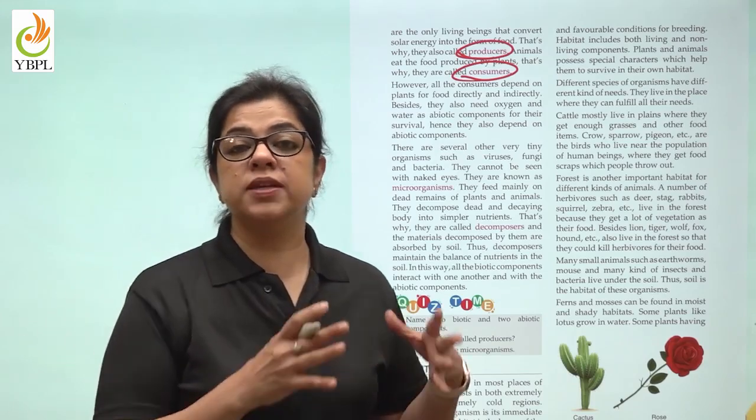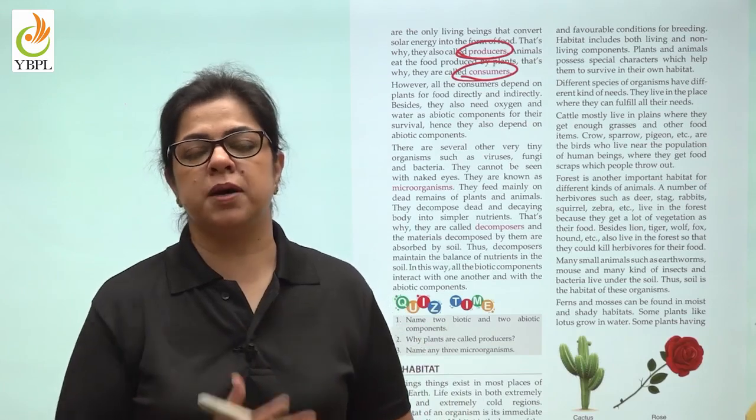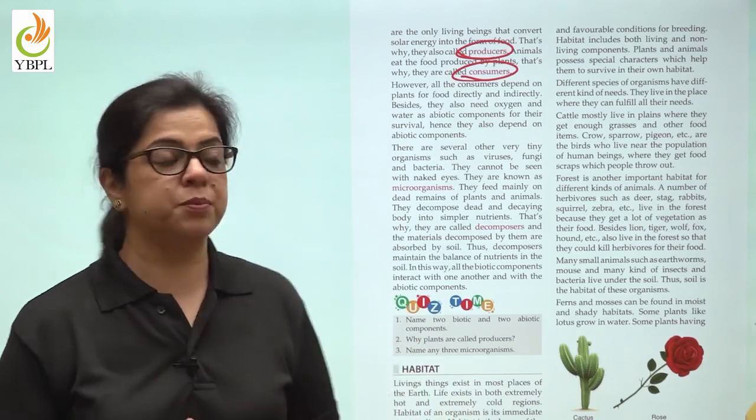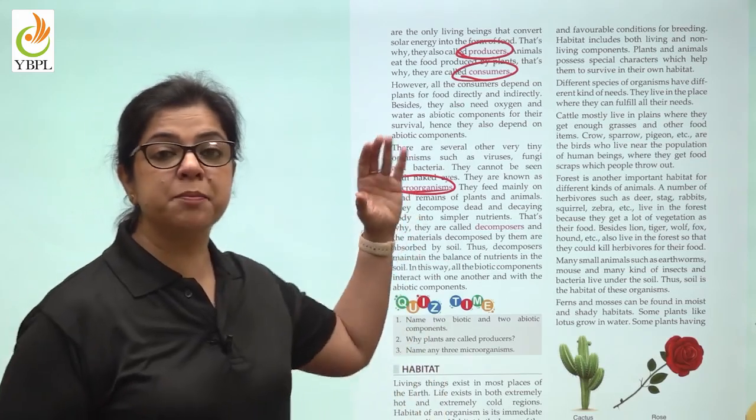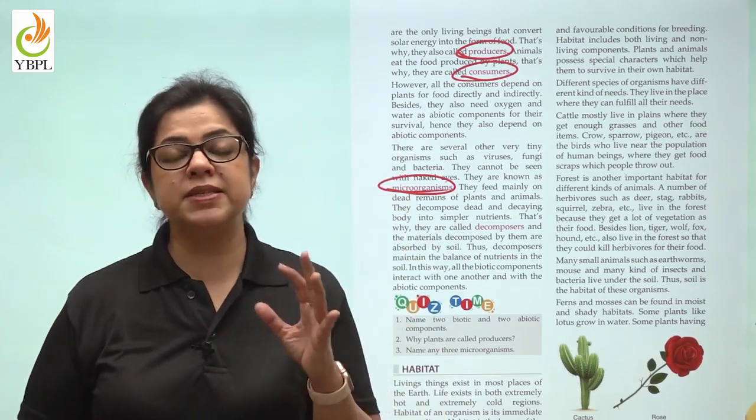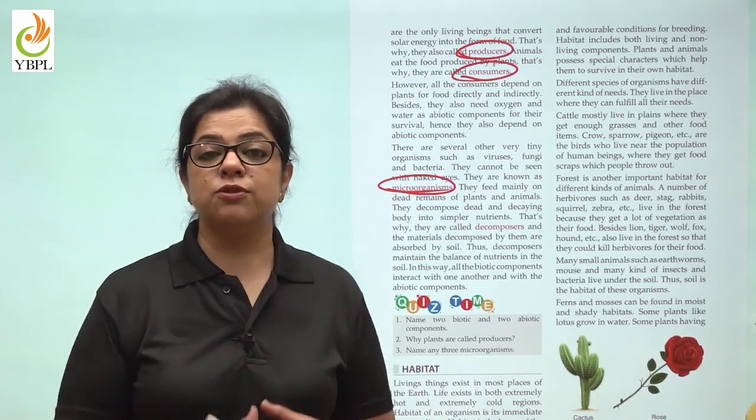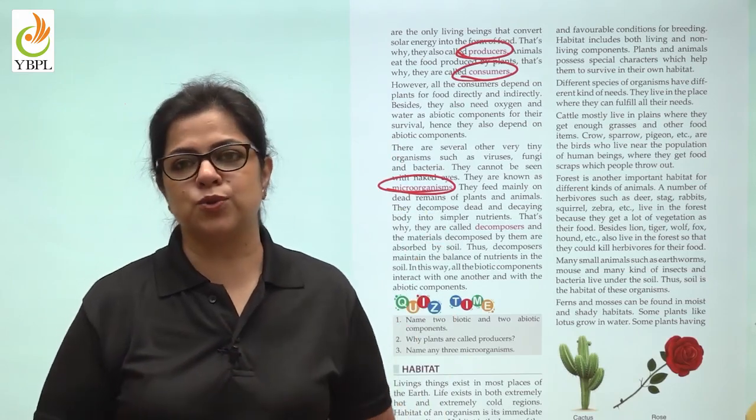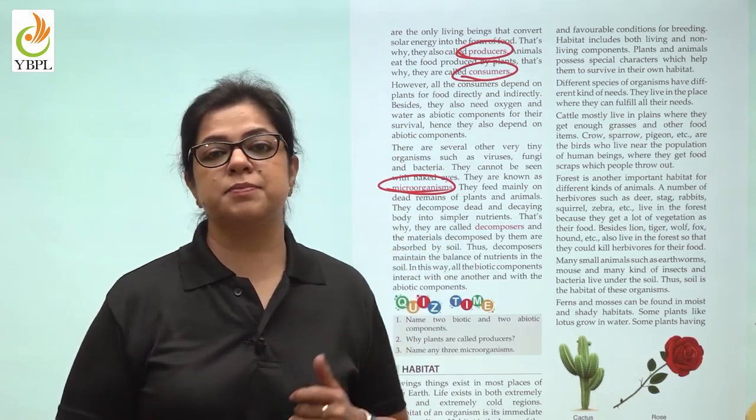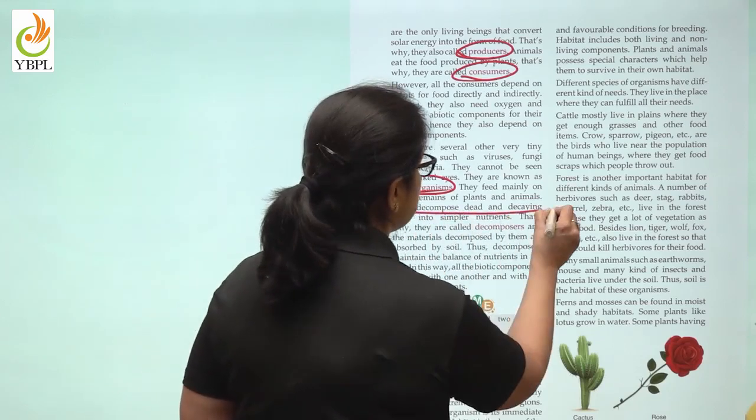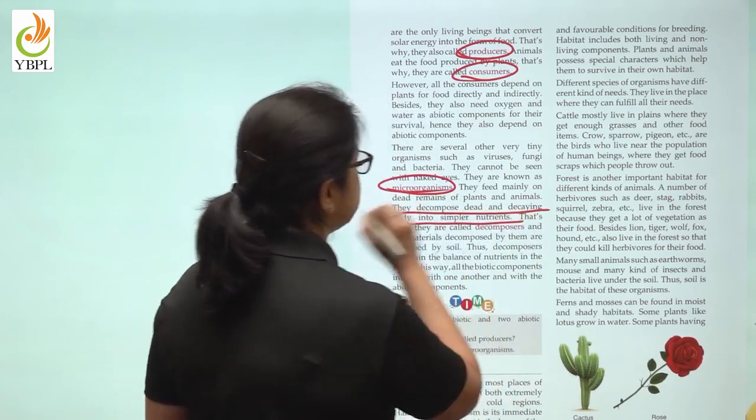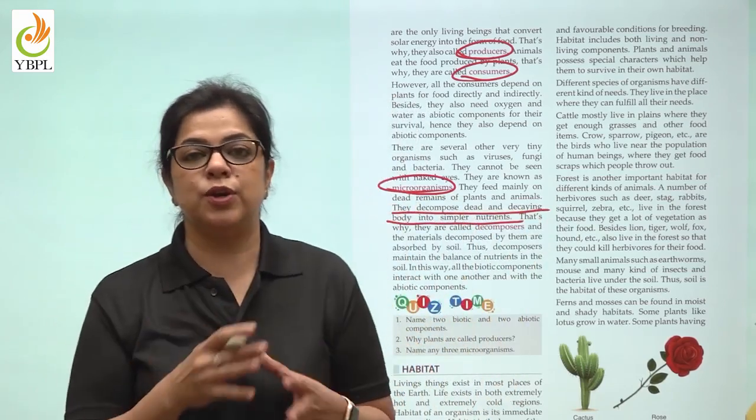In addition to the living things that we have always talked about, plants, animals and human beings, there are also microorganisms. These are known as microorganisms because they cannot be seen with the naked eye. What do you need to see them? You need a powerful microscope. And what is the importance of these microorganisms? These microorganisms decompose dead and decaying bodies into simpler nutrients.